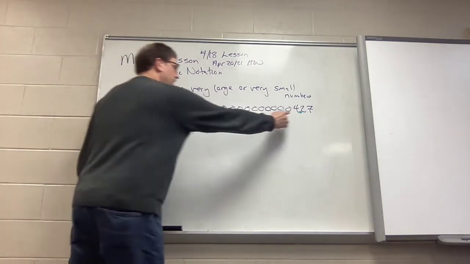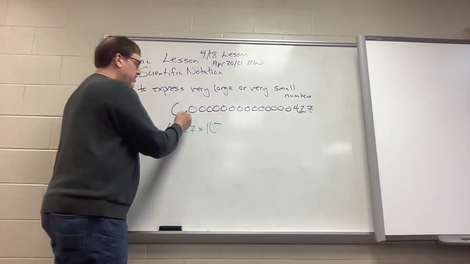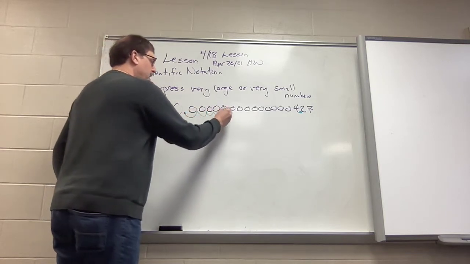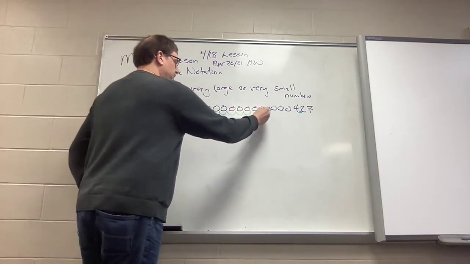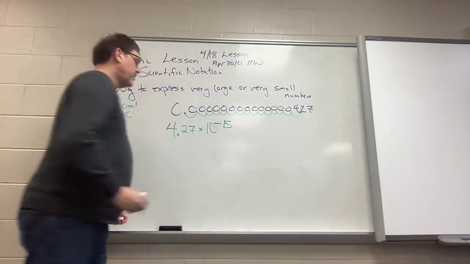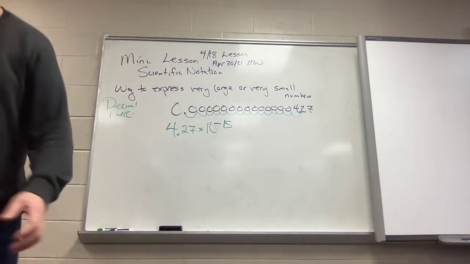Some teachers have you count one direction. It doesn't matter. Small numbers have negative exponents, so just count from one decimal to the other. Count the spaces. 1, 2, 3, 6, 7, 8, 9, 10, 11, 12, 13, 14, 15. And that number is 4.27 times 10 to the negative 15.